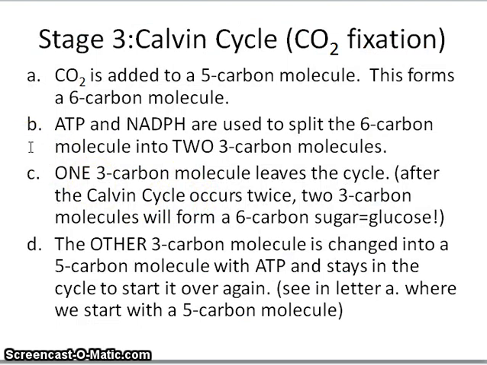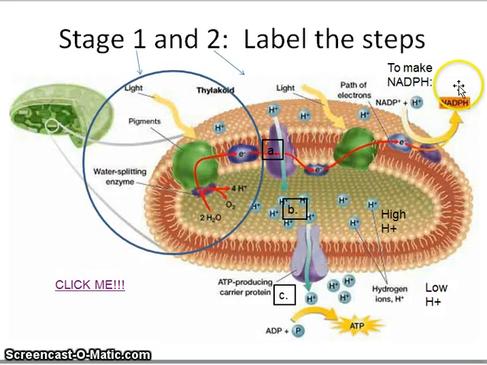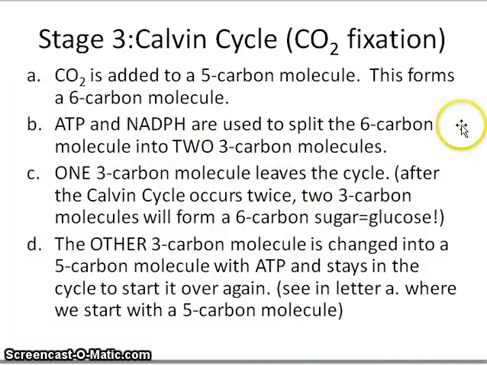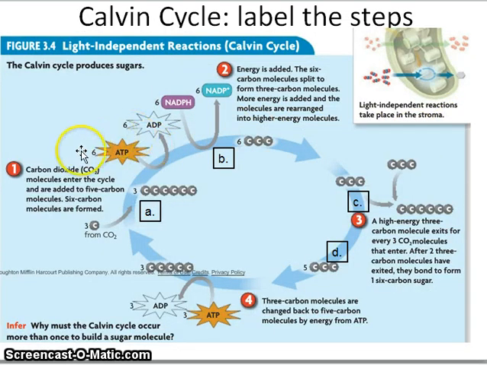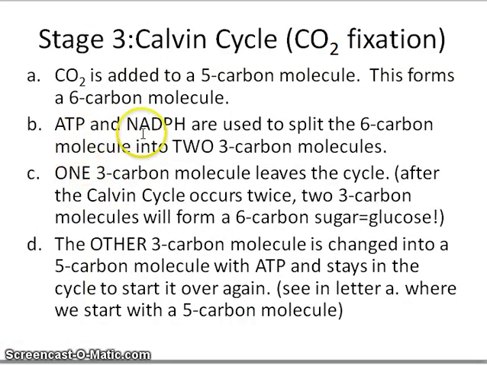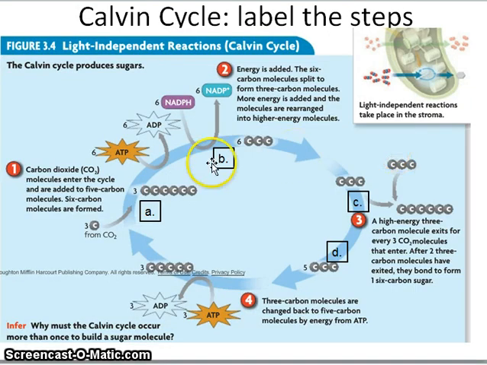So then letter B, ATP and NADPH are used. Now where did we get those? Oh yeah, we made those in stage 2 of photosynthesis. It's called photosystem 1. We made these. We're going to use them in the Calvin cycle. So ATP and NADPH are used to split the 6-carbon molecule that we just made into 2 3-carbon molecules. So we need energy to split this up into 2 3-carbon molecules. It only shows one of these, so you can draw another one here if you like.